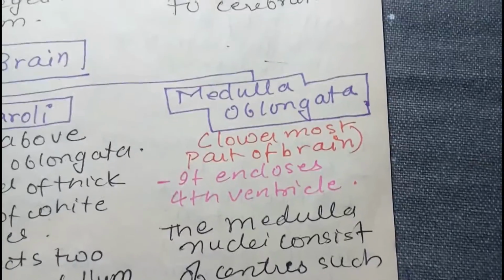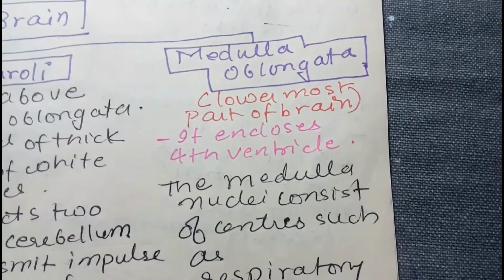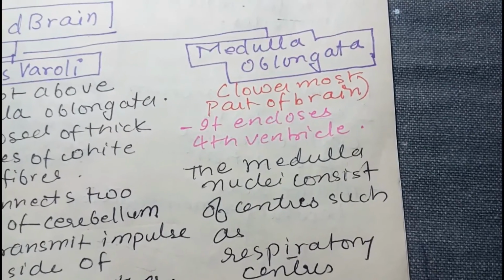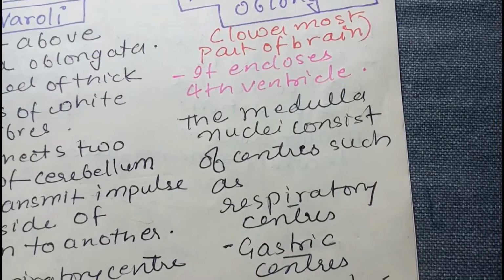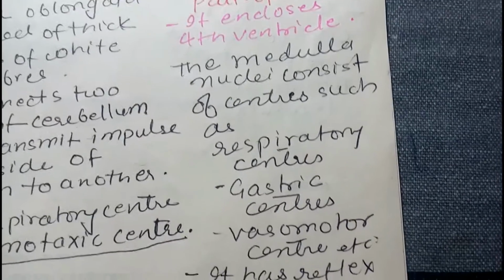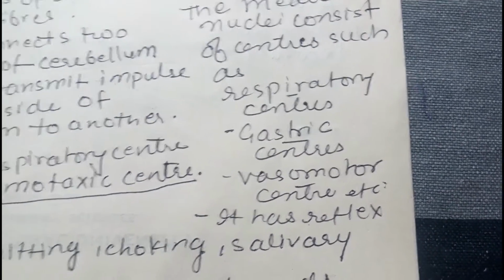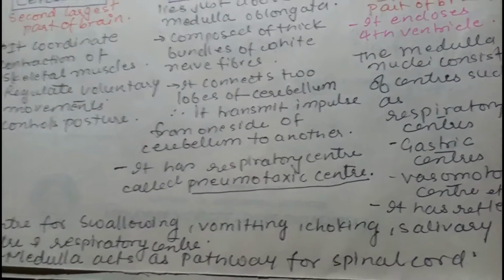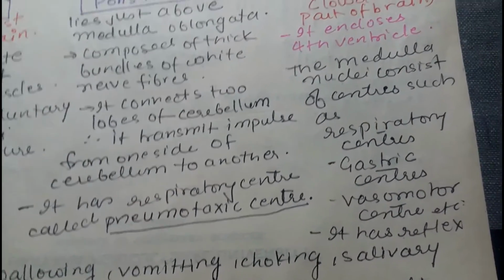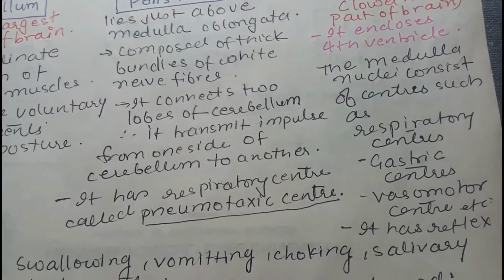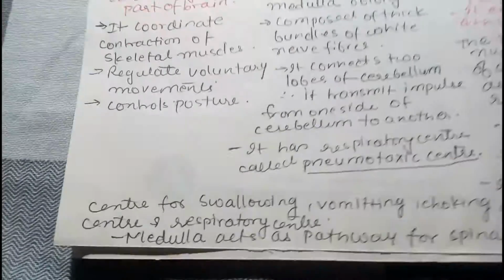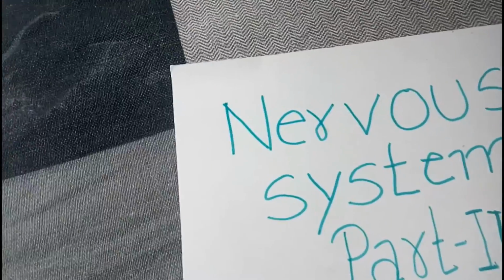Medulla oblongata is the lowermost part of the brain and it encloses the fourth ventricle. The medullary nuclei consist of centers such as the respiratory center, gastric center, and vasomotor center, and it has reflexes for swallowing, vomiting, choking, salivary centers, and other respiratory centers. The medulla acts as a pathway for the spinal cord.